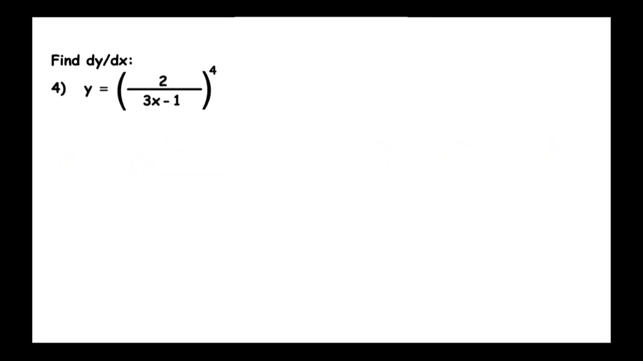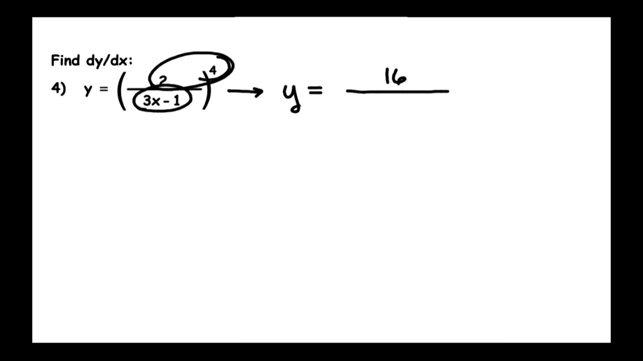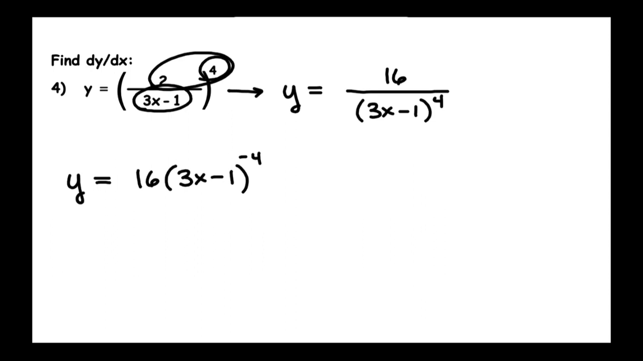All right, and finally number 4, find dy dx. Again, I don't like the way this is written, so I'm going to rewrite it using some clever algebra 1. This is actually 2 to the fourth, which happens to be 16, over 3x minus 1, also to the fourth. Which again, before I do any calculus at all, I'm going to rewrite one more time using some algebra. And I'm going to call this 16 times quantity 3x minus 1 to the negative fourth. All right, now I'm ready to start.